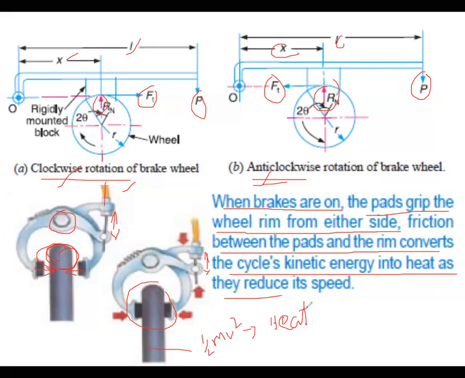How does the heat energy arise here? Both pads are contacting the rim, so there is some frictional force. Frictional force is nothing but some kind of heat energy. The heat energy is drawn from the kinetic energy. Dropping of kinetic energy is nothing but reducing the speed. That is the working principle taking place over here.